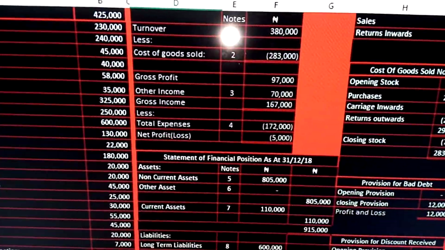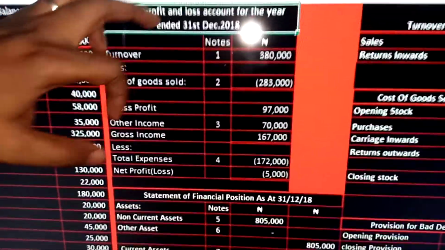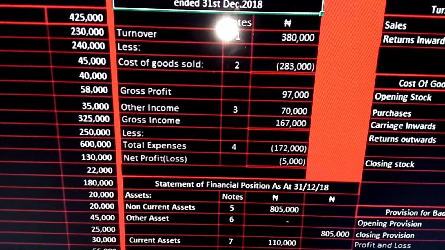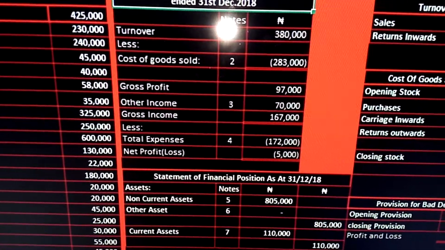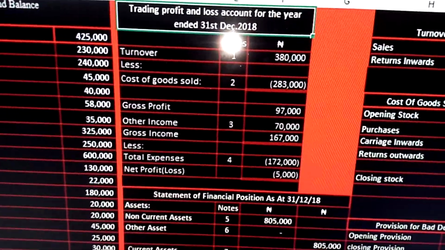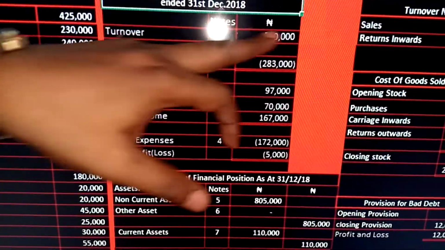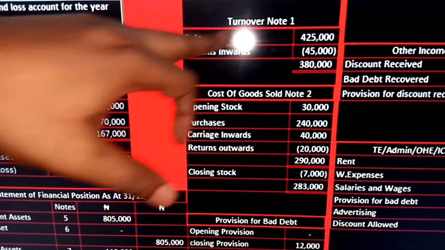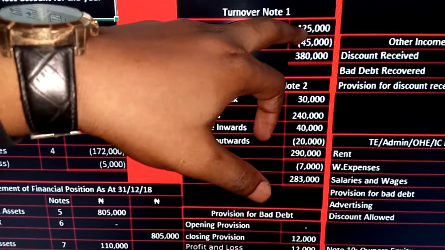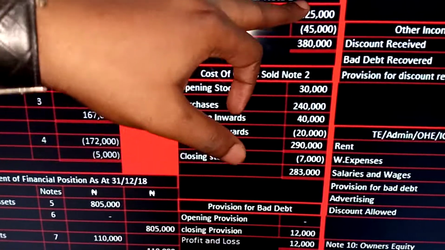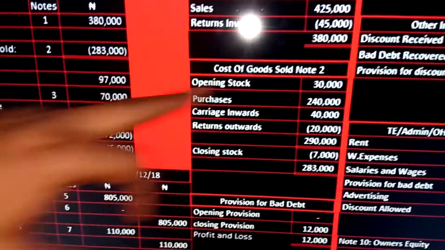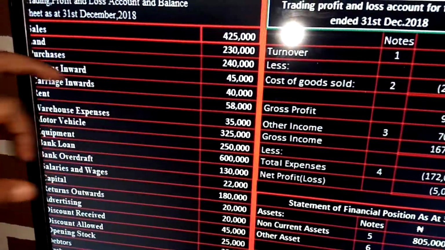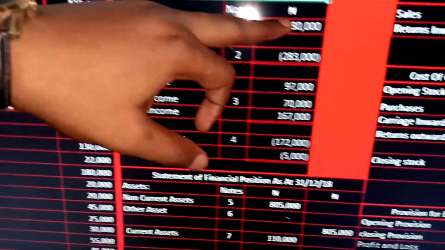So this is your trading profit and loss account for the year ended 2018. We already know that it's a function of your turnover, cost of goods sold, other income, and total expenses. The notes will tell us how we got the figures. Turnover here is 380,000. Note 1 will tell us how we got the figure. Turnover is sales minus return inward. 425 sales, return inward 45. So 425 minus 45 gives us 380,000. If you go to the question, you can see your sales here, 425. Returns inward 45,000. That's how you got 380.